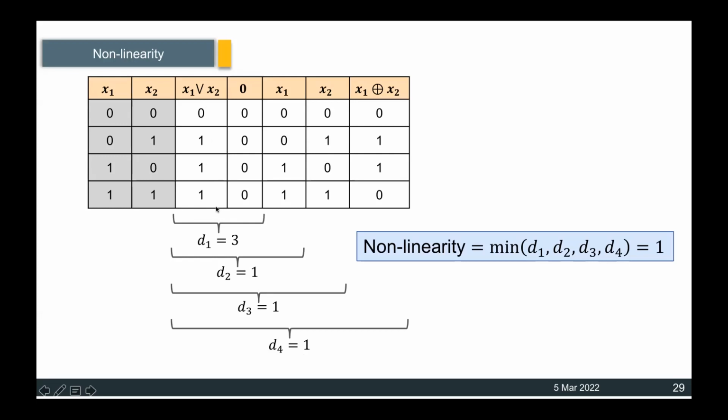So we want this nonlinearity to be high for the CA structure or the machine that we use for obfuscation, but at the same time without disturbing the nice structure that we have in the CA.